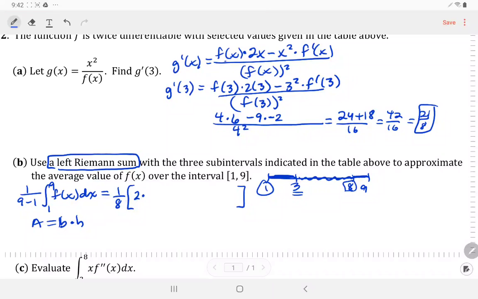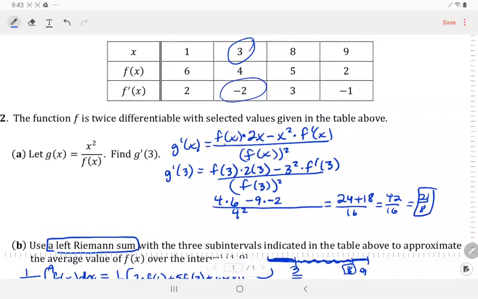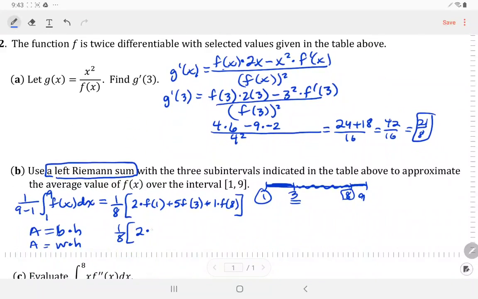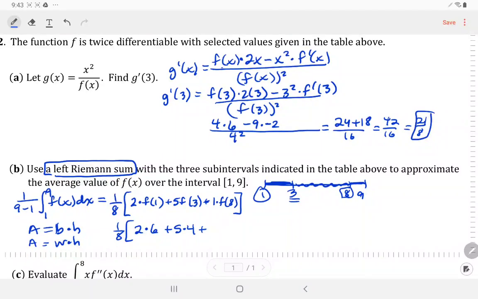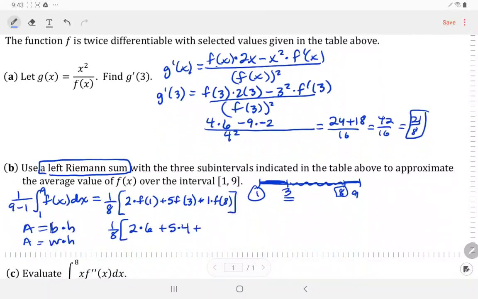So 2 times f of 1, that's the left endpoint, plus the next width. So I usually call it width times height here for the area of each rectangle for those Riemann sums. The next one is 5, f of the left endpoint, which is 3, plus the next width is 1, and then f of 8. So that would be 1/8, 2 times f of 1. F of 1 is in the table, so f of 1 is 6, plus 5 times f of 3. F of 3 is 4. And f of 8 is 5.